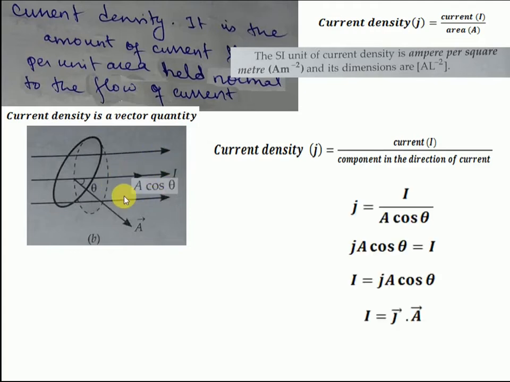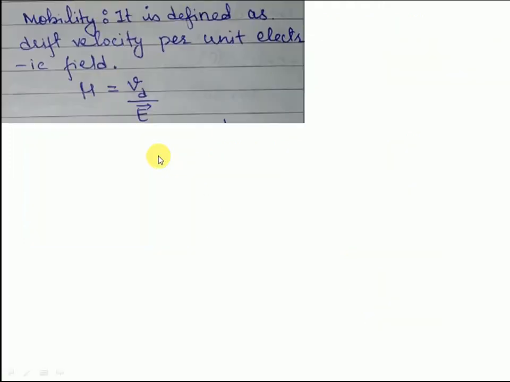So I can now write J is equal to I by A cos theta. If you take this side, I will be J A cos theta. If you see something with cos theta, then this will be a dot product. As you can see, I is a scalar, that's why it is a dot product. That means J has to be a vector. So current density is a vector. Okay, so this is all about current density.